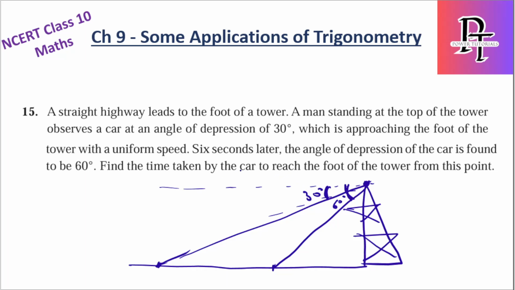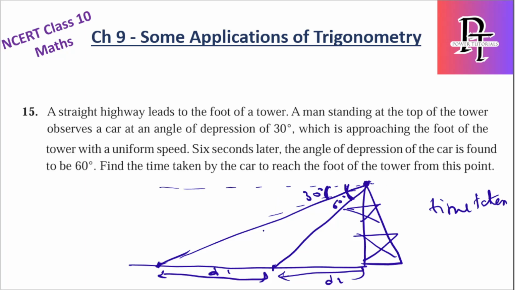Okay, find the time taken by the car to reach the foot of the tower from this point. They are asking from here to here what is the time taken. So before the time taken, let us find out what is the distance here and what is the distance here. Suppose this is d1 and suppose this is d2. Based upon the time, we can understand if for this distance 6 seconds are taken, then for this distance how much time it will take.